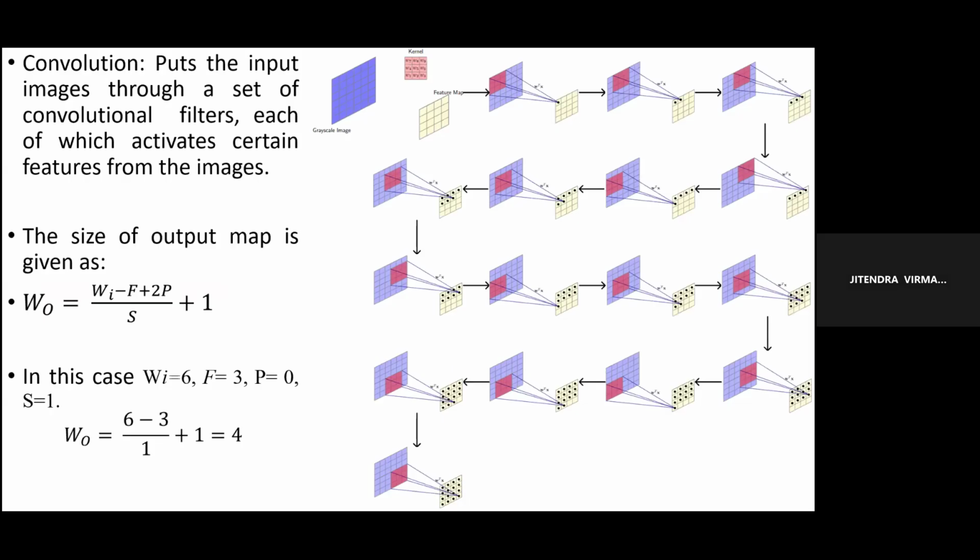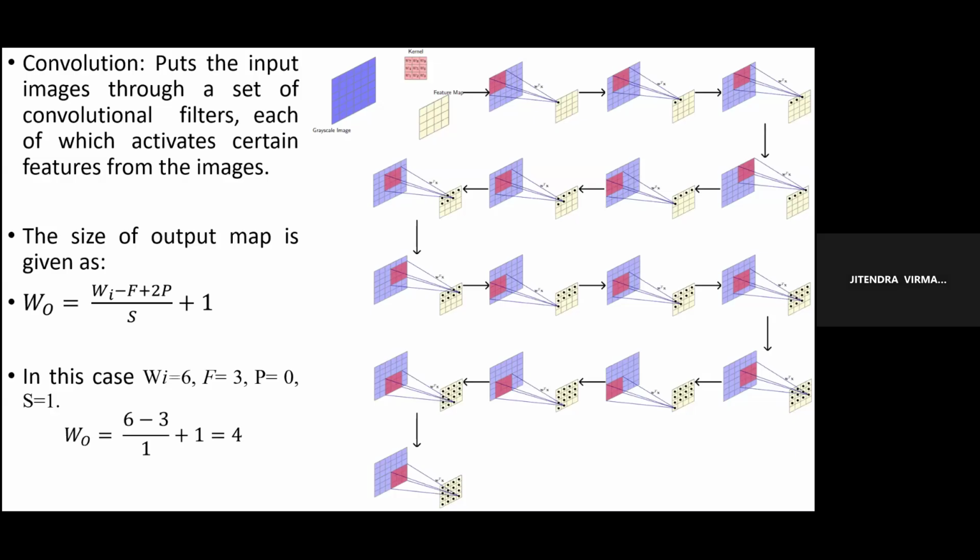Let us suppose this is a grayscale image, and then we subject this to convolution. This is the output convolved image, and we are moving the filter over the original image. The steps by which we move the filter over the image during convolution is known as stride. So this is the output size of the output feature map, W dot. W is the size of the input feature map, P is the padding, F is the filter order, and S is the stride. So this is the formula.